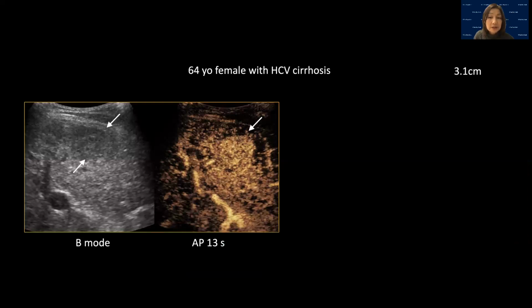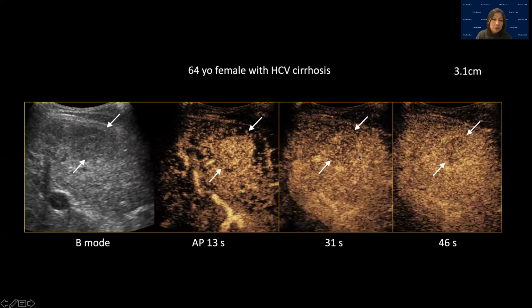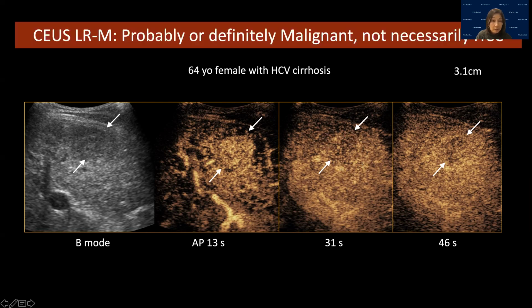How about this lesion? This is a 64-year-old female with hepatitis C cirrhosis. She has a 3.1 centimeter hypoechoic lesion that shows arterial phase hyperenhancement. This nodule washes out at around 30 seconds, right? It's already getting darker. So this is CEUS LI-RADS M with early washout. The patient underwent biopsy, and it was actually a lymphoma.